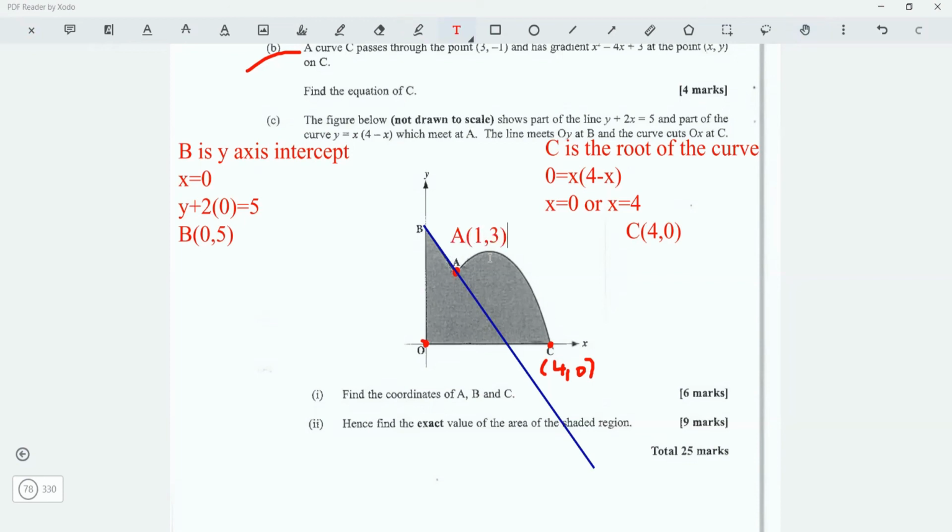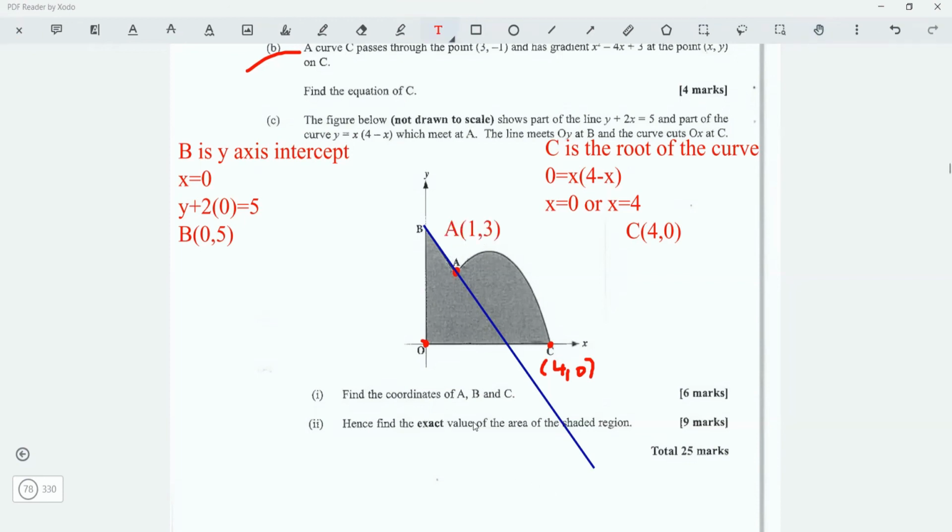All right, nice. So now it says, hence, find the exact area shaded. To find the area shaded, Marika, we know we have to do integration. So we need to do integration to find the area shaded. To find this area, we're going to do quite a little bit of integration. Let's see how we can break it up. It's not so straightforward.